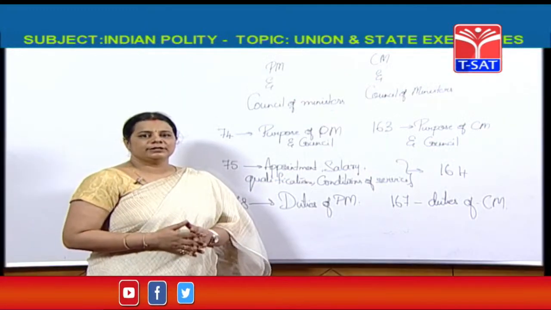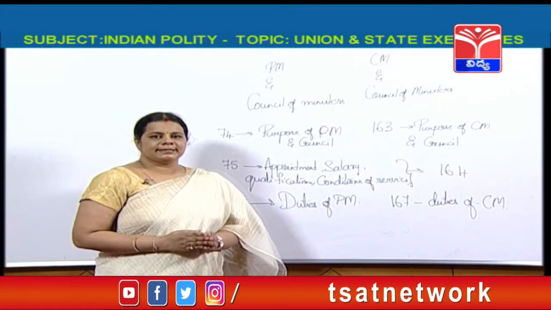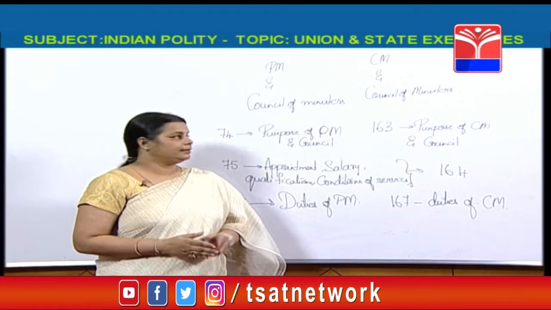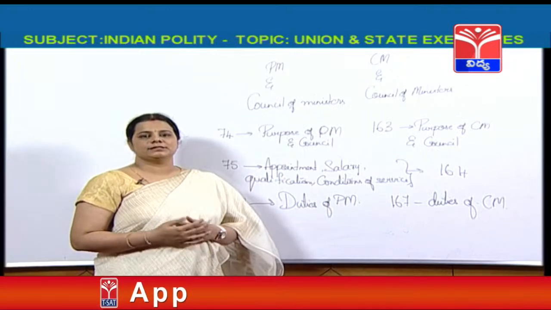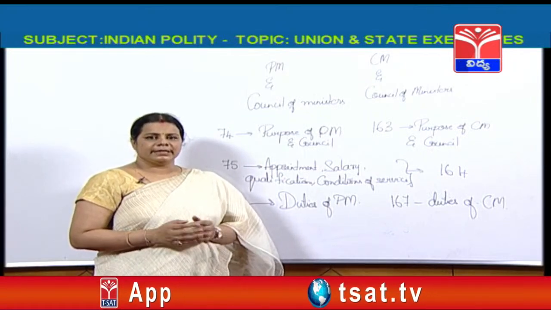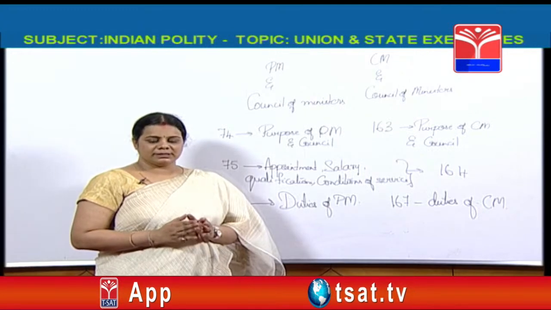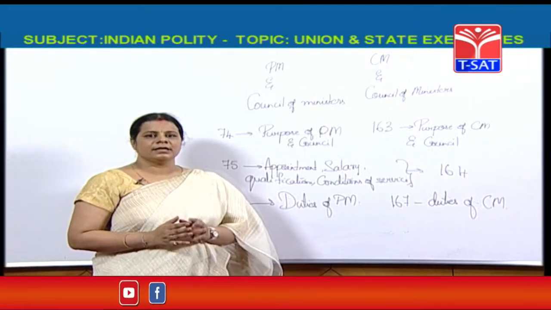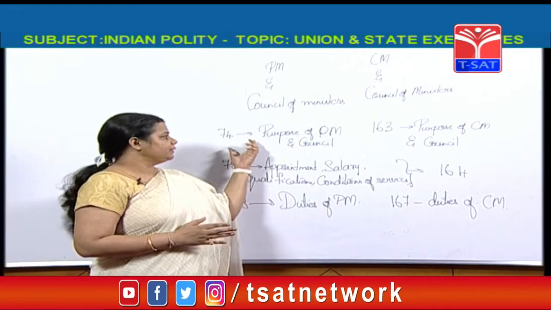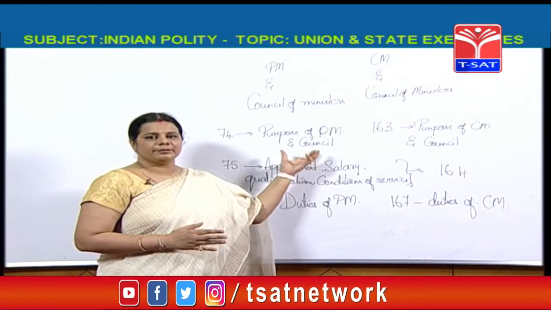The next important part of the executive in India is the Prime Minister and Council of Ministers at the center and the CM and Council of Ministers in the state. Now as far as the Constitution is concerned, the Prime Minister and Council and CM and Council is discussed in the form of 3 articles. The first article is 74, which deals with the purpose of the Prime Minister and Council of Ministers.